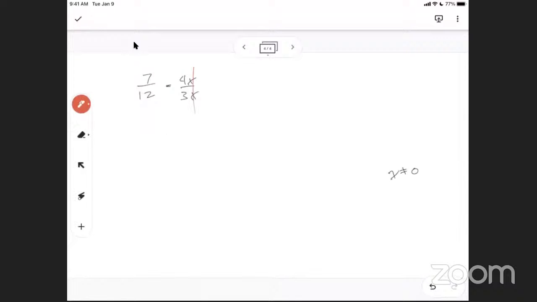Anytime you cancel something with an x, you want to set that thing equal to 0 and solve it. Okay. You hear that? Anytime you cancel a factor that has an x in it, set that equal to 0 and solve it, and that's what x cannot equal. Because you just canceled it out. It's like a hole in the graph, basically.